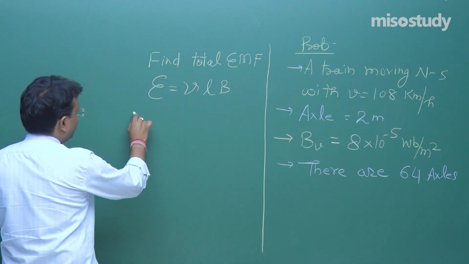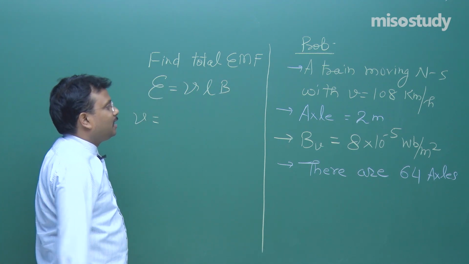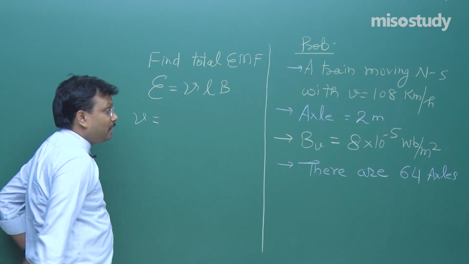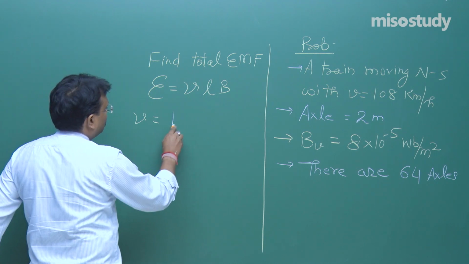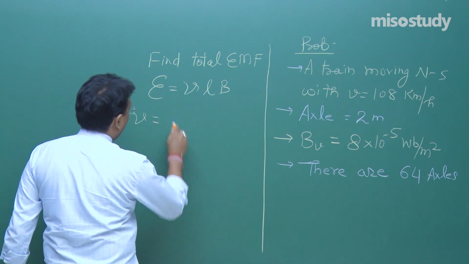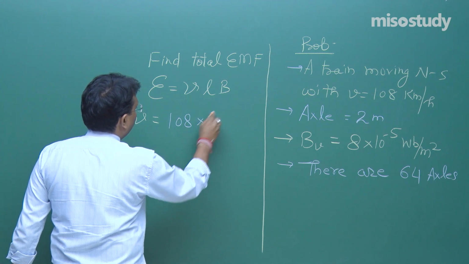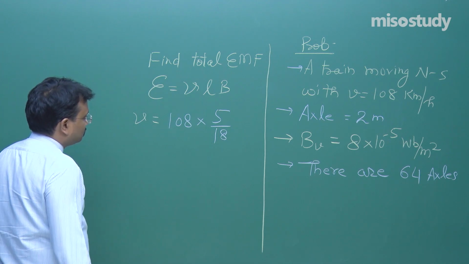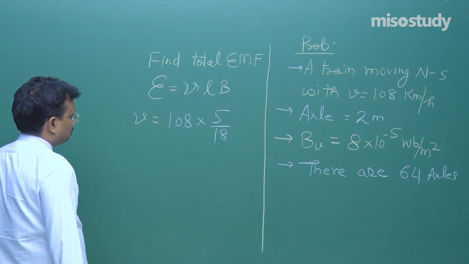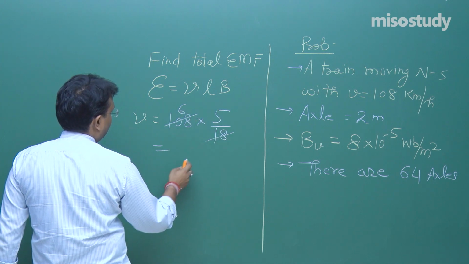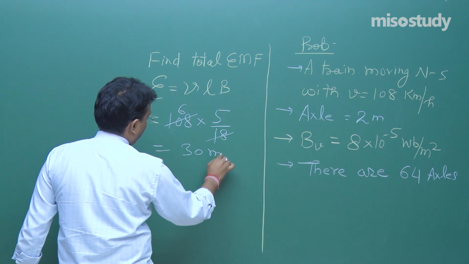Okay. Now, v is how much? v is given in kilometer per hour, so obviously you have to convert it into meter per second. Fine, MKS system. So, it is 108 into 5 by 18. So, that will give you 6 into 5, that is 30 meter per second.